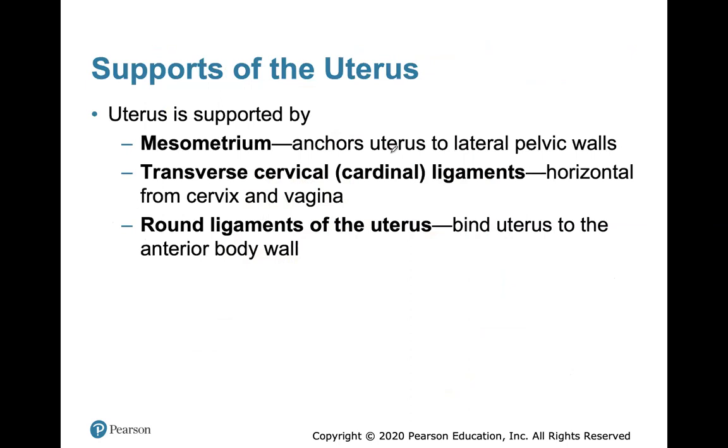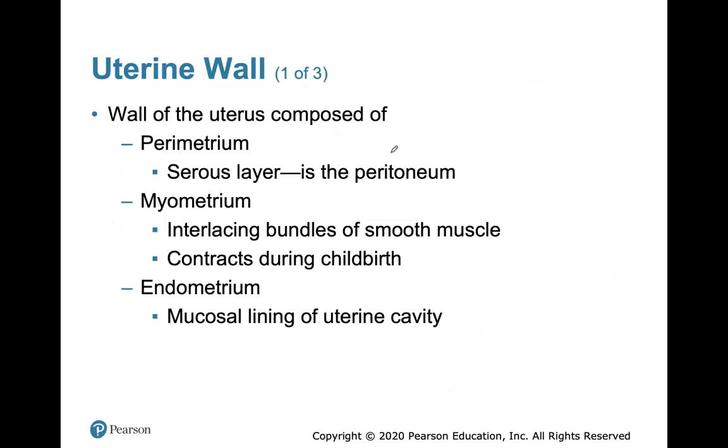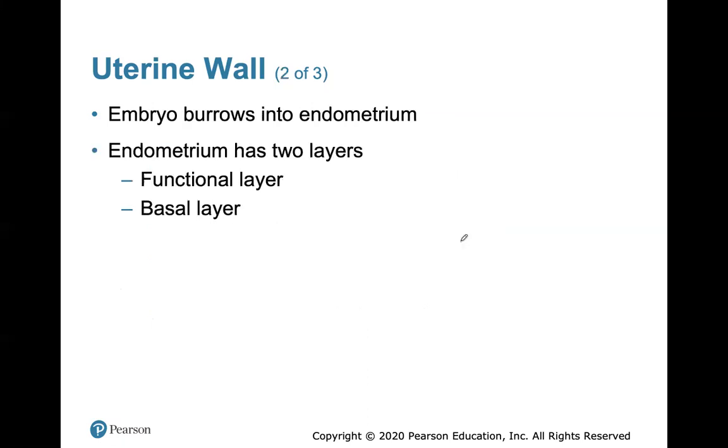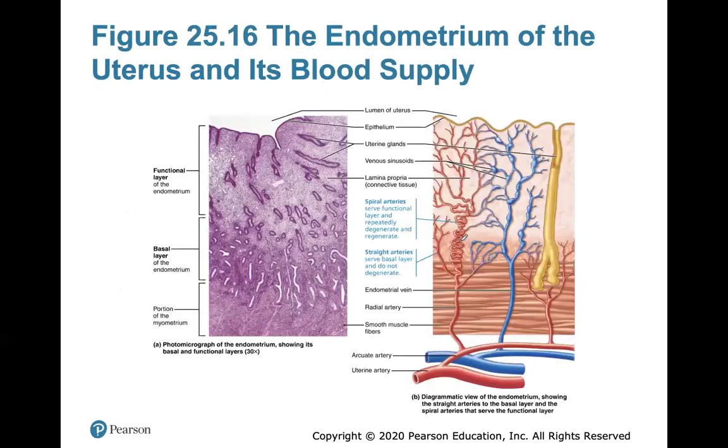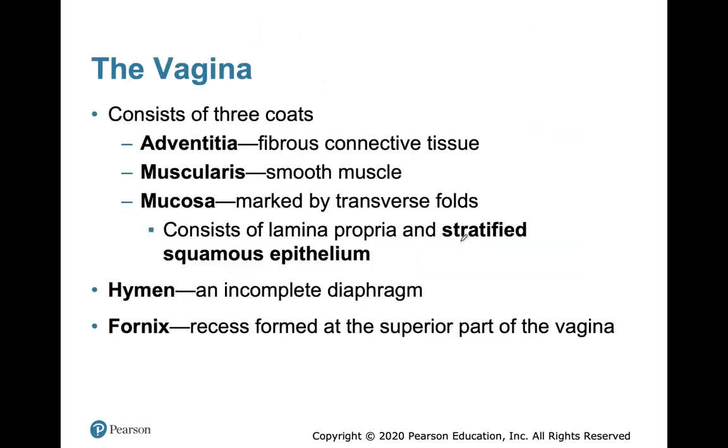So supports of the uterus are shown here, the different mesenteries, ligaments. The uterine wall is composed of the perimetrium, myometrium, which has the smooth muscle layers that will contract during childbirth. And then the endometrium is the mucosal lining. So the uterine wall, the embryo will bury into the endometrium, and the endometrium has two layers, the functional layer and the basal layer. You have different arteries going to the uterine wall, which I won't ask you guys too many about the arterial supply.